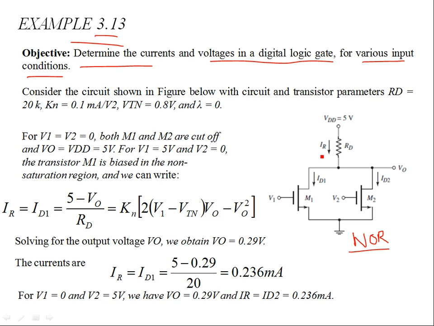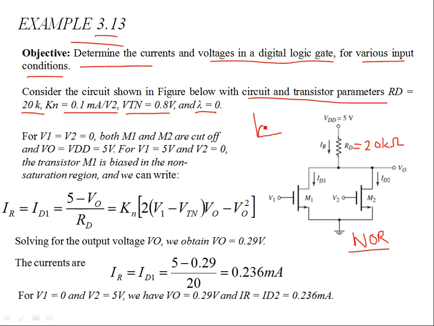So you consider the circuit shown in the figure, right? This is the NOR logic function we have discussed before. The circuit parameters are: RD is given as 20 kilo ohms, and your conduction parameter is given as 0.1 milliamps per volt squared. Then you have your threshold voltage for each transistor, M1 and M2, as 0.8 volts. The channel length modulation parameter is set to 0, right? So that means you can consider M1 and M2 to be ideal. These are ideal transistors, so you don't need to consider forward resistance.